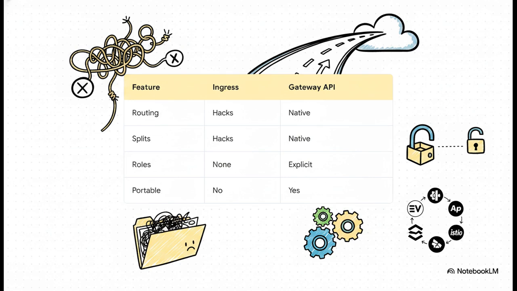Gateway API uses reference grants for secure cross-namespace secrets. Ingress handles this completely inconsistently. And best of all, Gateway API is entirely vendor neutral. The exact same YAML works for Envoy, Istio, Kong, and more. It is portable, it is secure, and for sure, it's incredibly powerful.